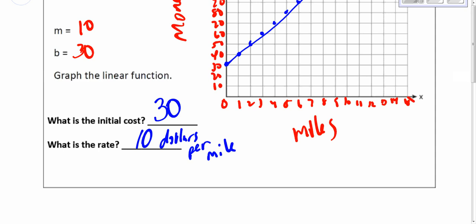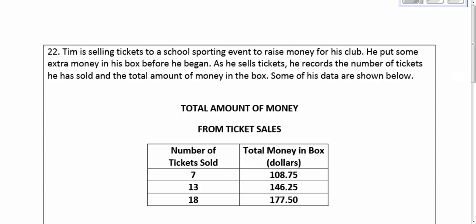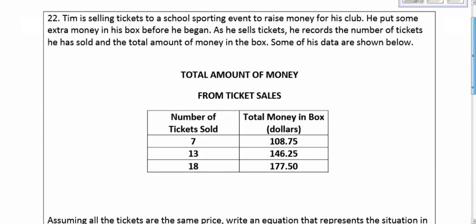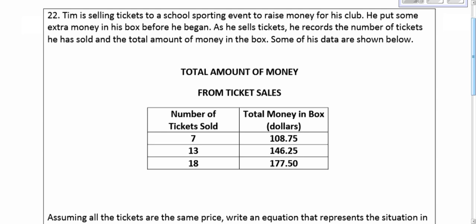All right, next question, number 22. This seems to be the one that gave most people their problems, but this really isn't that bad. Tim is selling tickets to a school sporting event to raise money for his club. He put some extra money in his box before he began. So that extra money in the box before he began is the initial amount. What's another word for initial amount? That's the y-intercept.